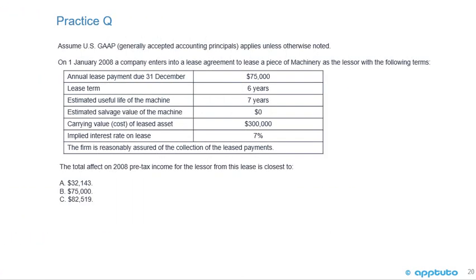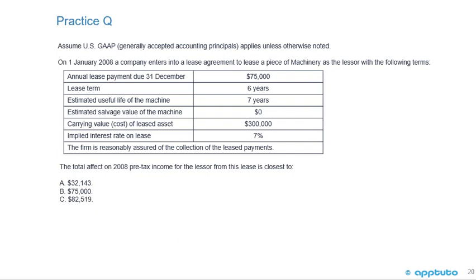Okay, one last practice question to finish this LOS. It's been a long one. Assume U.S. GAAP applies unless otherwise noted. On January 1st, 2008, a company enters into a lease agreement to lease a piece of machinery as the lessor with the following terms. Annual lease payment due 31st December, $75,000. Lease term, 6 years. Estimated useful life of the machine, 7 years. Estimated salvage value, 0. Carrying value cost of the leased asset, $300,000. Implied interest rate on the lease, 7%. The firm is reasonably assured of the collection of lease payments.